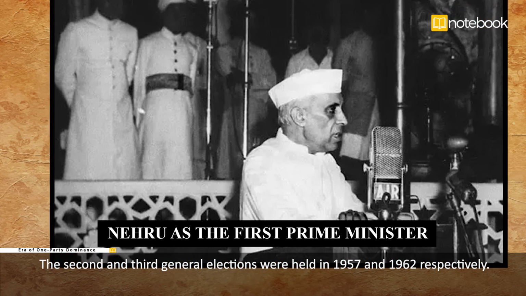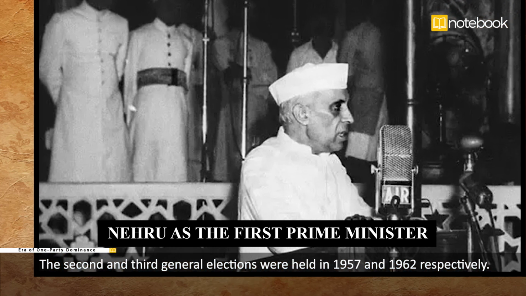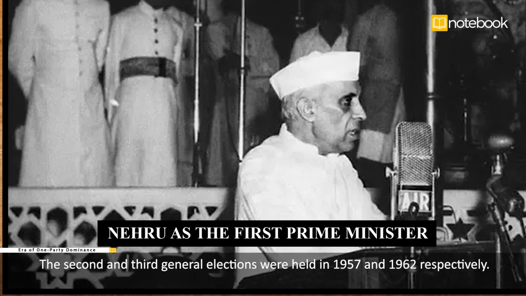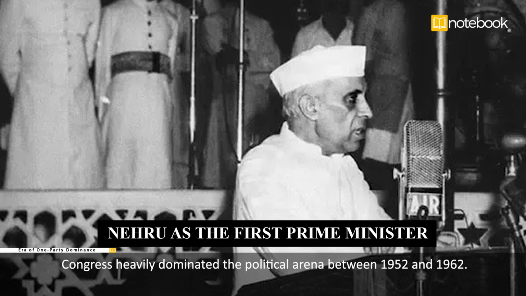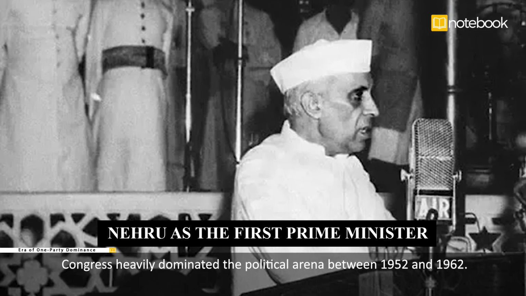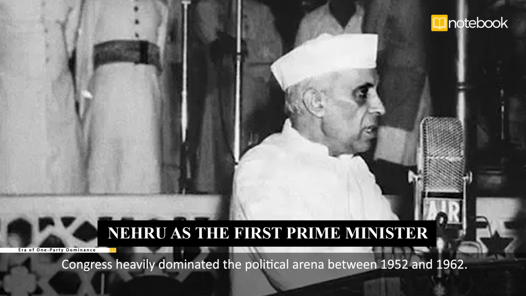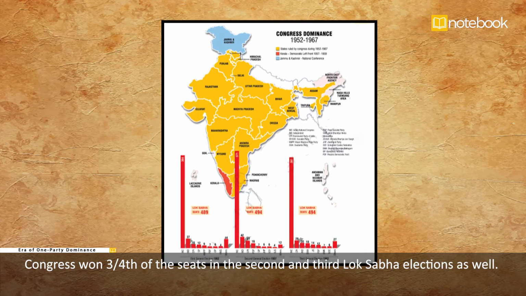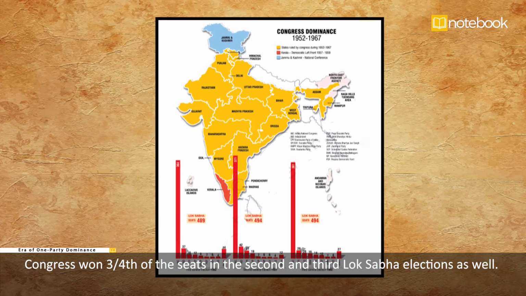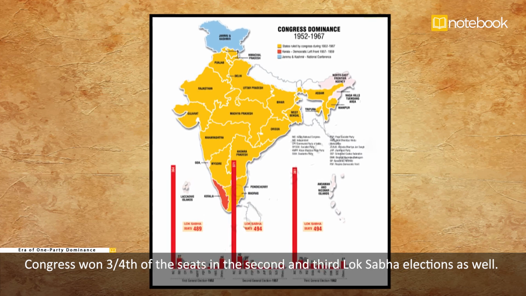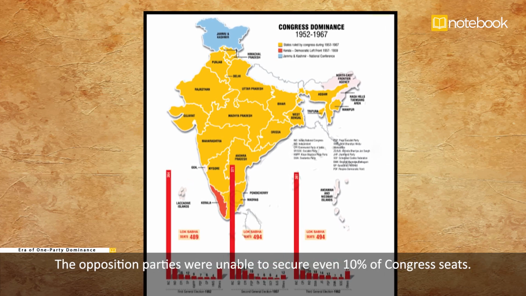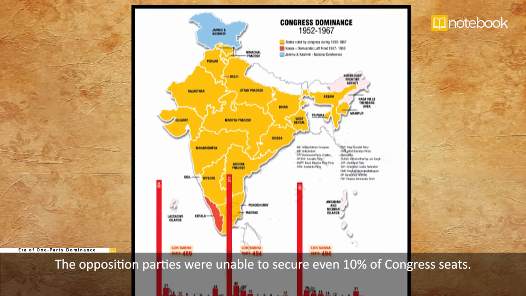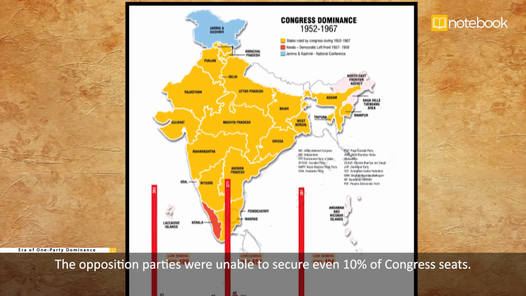The second and third general elections were held in 1957 and 1962 respectively. Congress heavily dominated the political arena between 1952 and 1962. Congress won 3/4 of the seats in the second and third Lok Sabha elections as well. The opposition parties were unable to secure even 10% of Congress seats.